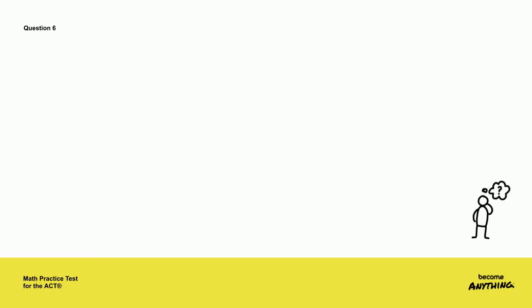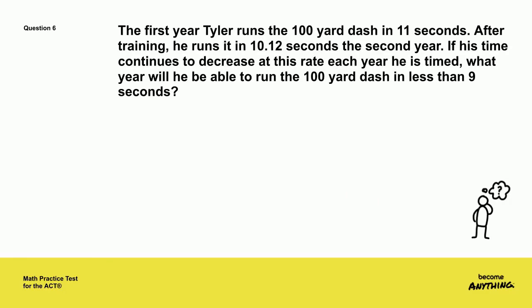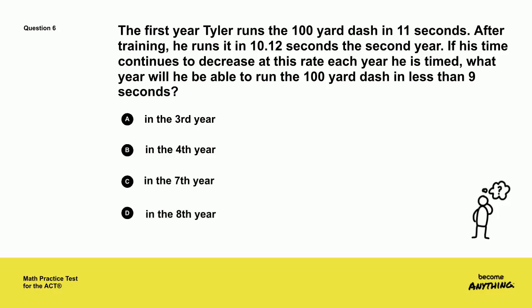Question 6. The first year Tyler runs the 100-yard dash in 11 seconds. After training, he runs it in 10.12 seconds the second year. If his time continues to decrease at this rate each year he is timed, what year will he be able to run the 100-yard dash in less than 9 seconds? A. In the 3rd year. B. In the 4th year. C. In the 7th year. D. In the 8th year.